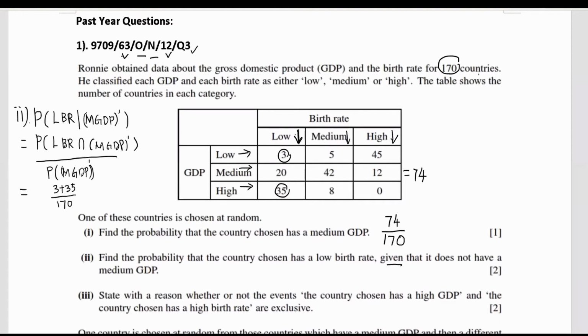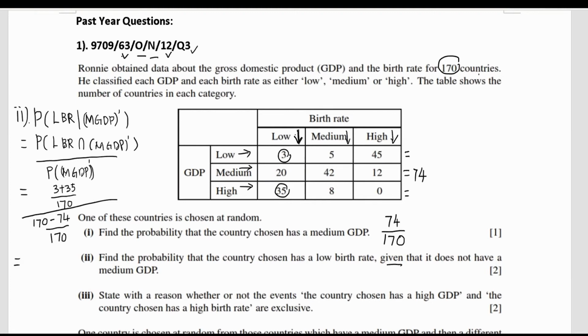All right, then divided by the denominator is the probability. Same thing, out of 170 countries chosen at random, what is the probability that this country does not have median GDP? Okay, so median GDP is the middle row, 74. So does not have median GDP, which means we are looking at the low GDP or the high GDP, correct? And we know total there are 170 countries.